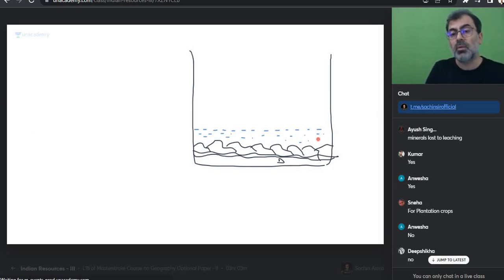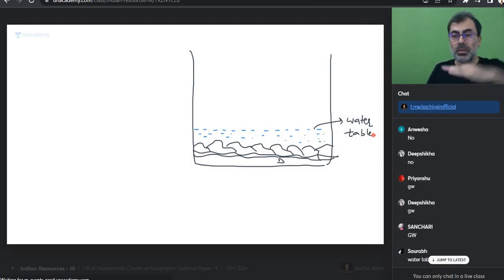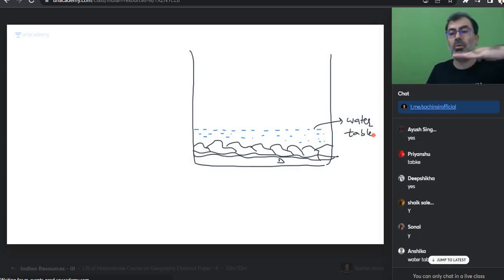It's groundwater. What is the top of the groundwater called? It has a name. Have you heard water table? What is water table? The level of groundwater is called water table.